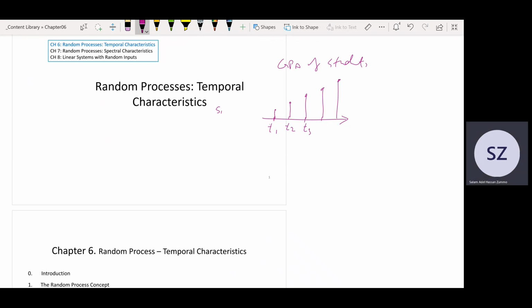This is one student, right? If I pick another student and look at the progress of his GPA, again T1, T2, T3, T4, T5, probably he was the opposite. He was a good student, and then he started to play around.